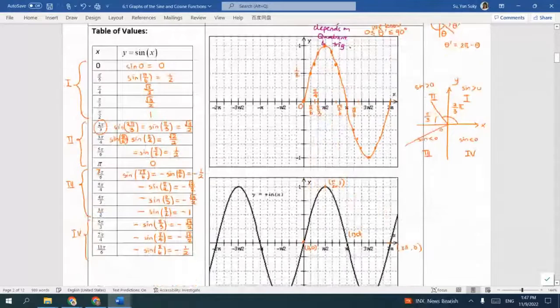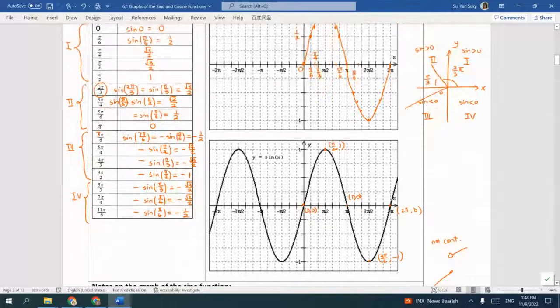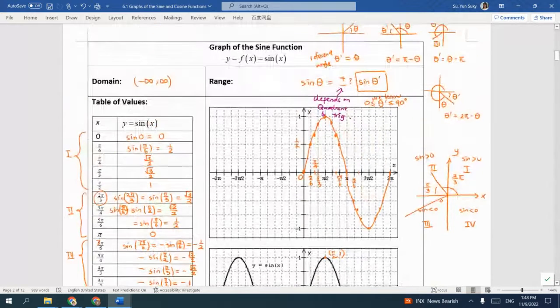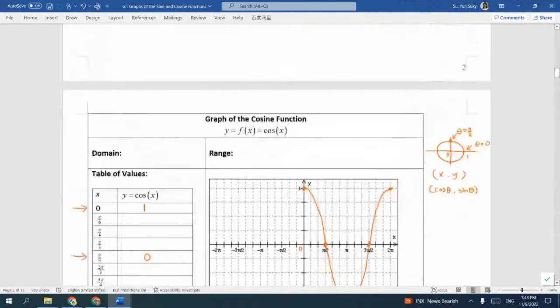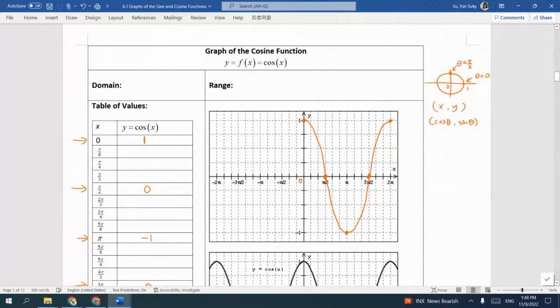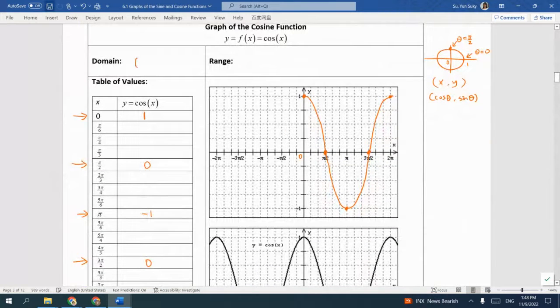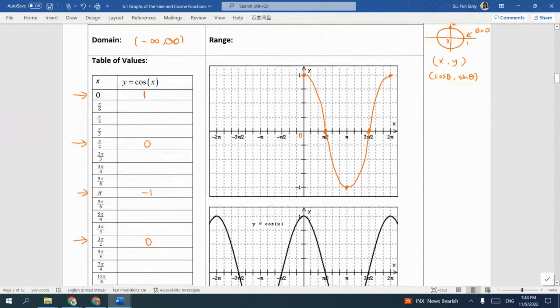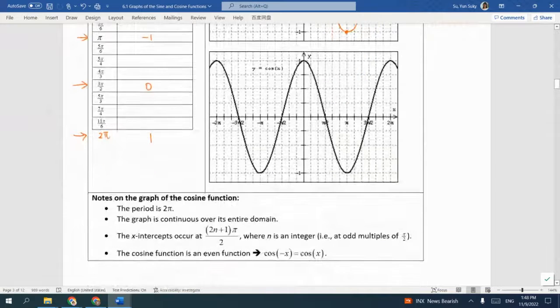What's your range? Your lowest point is -1, highest point? 1, exactly. So range -1 to 1. Similarly with the cosine, domain is what? -infinity to infinity, right? How about range? Yeah, also -1 to 1. So far, so good, everybody?